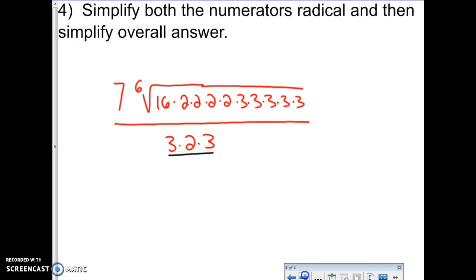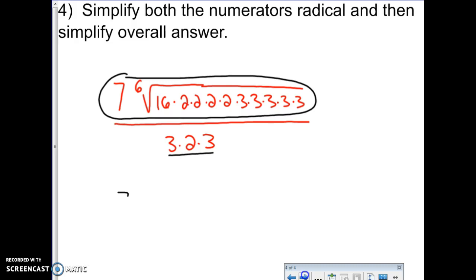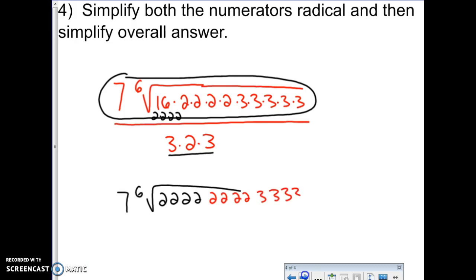Well, now I have to break down the numerator. So I have a 7, I have a 6th root. Now I'm going to break down 16 to prime factors. So that's 2, 2, 2, 2. 2 to the 4th power gets me 16. So I'm going to write down those 2's, and I'm going to combine it with everything else that I have. So I have 1, 2, 3, 4 2's. And then I have 5 3's. All of this is underneath the same radical sign.